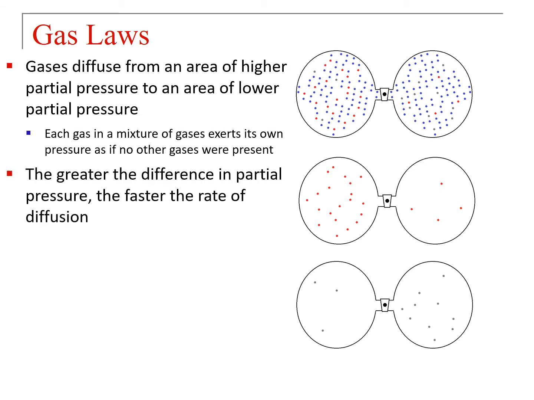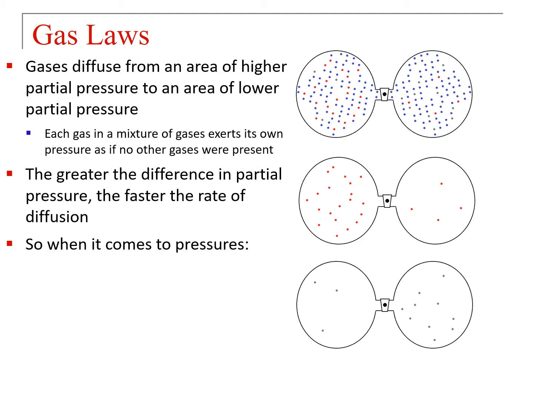Now, just as with concentrations, if there's a greater difference in partial pressure, there's a faster diffusion. Just the same way that if there's a greater difference in concentration in liquids, diffusion goes faster. So the greater the difference in partial pressure, the faster the rate of diffusion. Which of these, the red gas or the gray gas, do you think would diffuse faster? My guess would be the red, because I think there's a little bit more red on the left, and gray on the right.